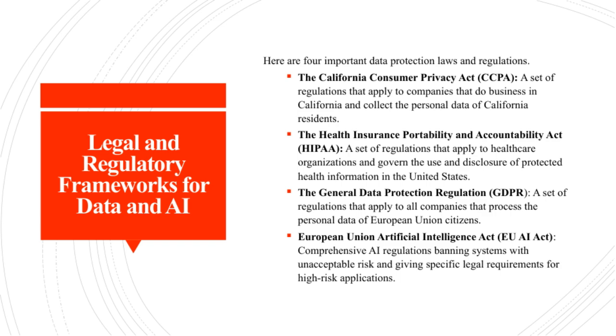Finally, there's the European Union's Artificial Intelligence Act, often called the EU AI Act. This regulation is quite groundbreaking because it specifically targets AI systems. It bans those with unacceptable risks and sets strict legal requirements for high-risk AI applications, aiming to ensure safety and accountability. All these frameworks are part of a broader legal and regulatory landscape for data and AI.